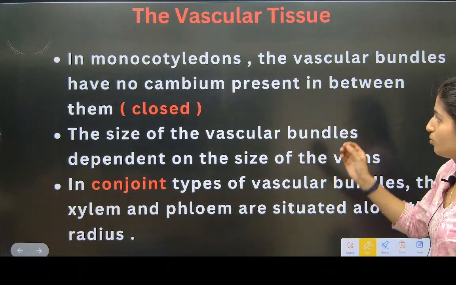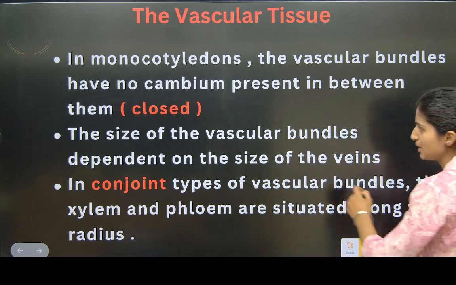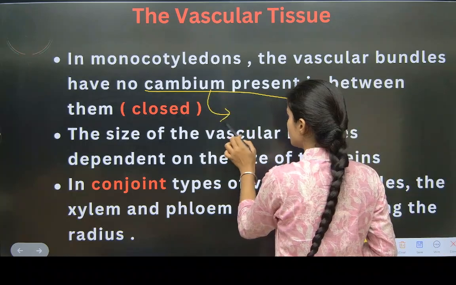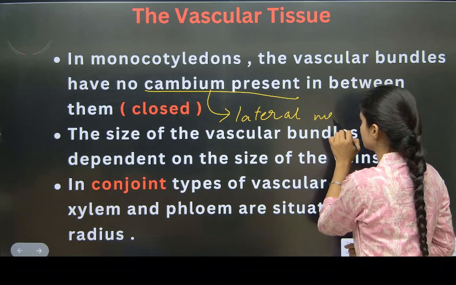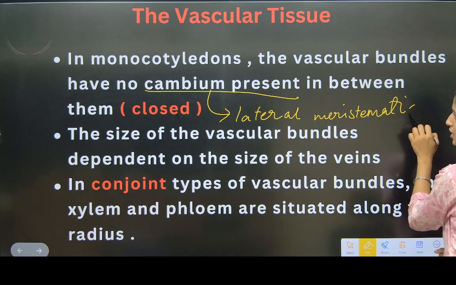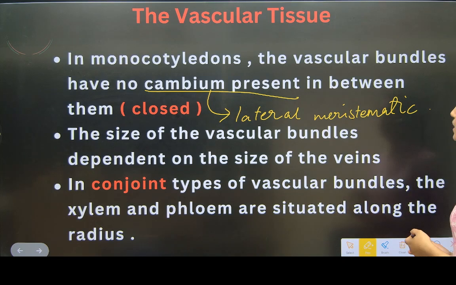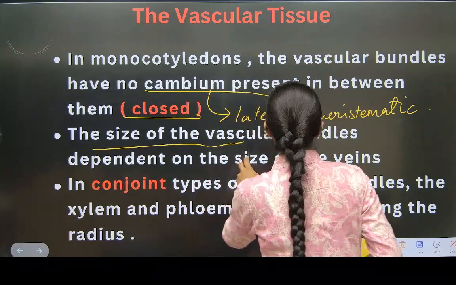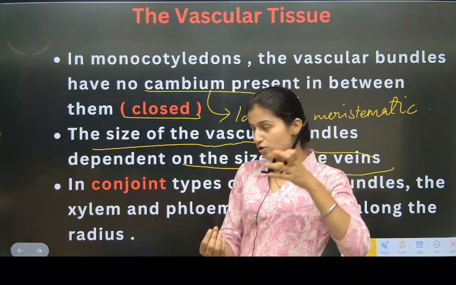Now see, in monocotyledonous plants, the vascular bundles have no cambium present. Cambium, as we have seen here, is a meristematic tissue, the lateral meristematic tissue. We saw that it increases the girth of the plant. So it is closed. The size of the vascular bundles depends on the size of the veins.